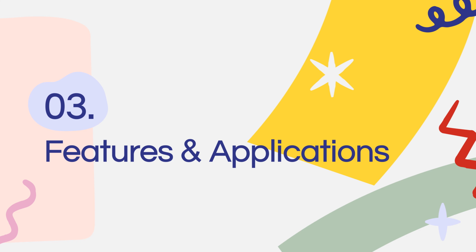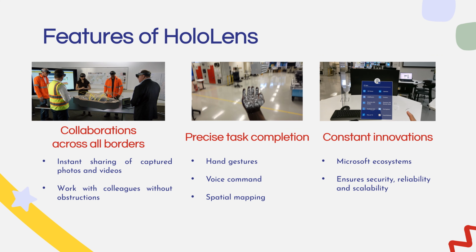Here are the features and applications of HoloLens with BIM. First, HoloLens allows construction stakeholders to share captured videos and images instantly. Second, every operation of the HoloLens can be conducted with hand gestures, voice command, and spatial mapping, which is very convenient. Third, HoloLens constantly updates the ecosystems, which ensures security, reliability, and scalability.